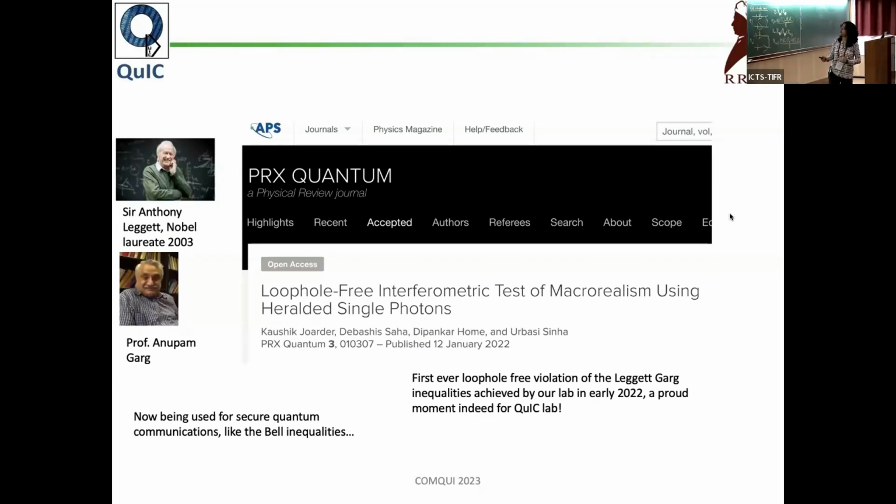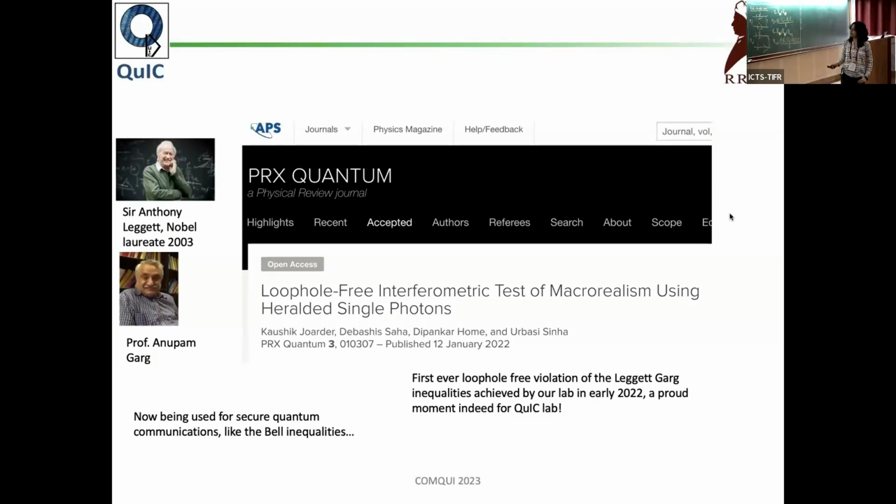And so the Leggett-Garg inequality is actually used as a test of realism as well, especially for single particles, which can exist in a superposition, macroscopic superposition. And what we have done early last year is the first loophole-free violation of the Leggett-Garg inequality, where we have closed all the loopholes that were known to plague these inequalities.